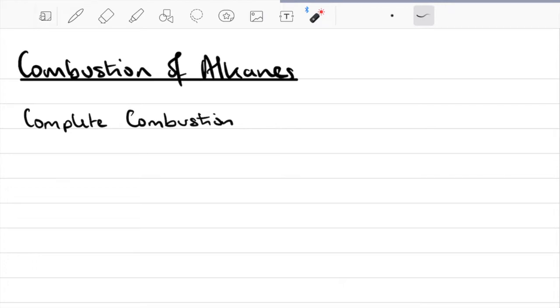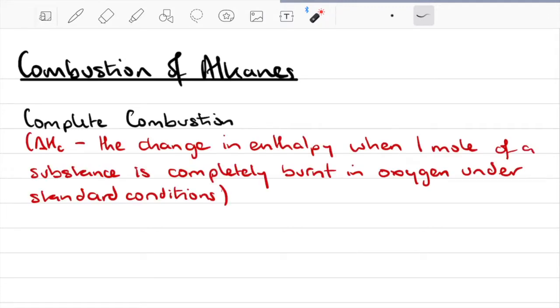Something to say straight away is that we can again make a connection with another topic that we've done on the physical chemistry side, which is about energetics. One of the things that you looked at was the enthalpy of combustion. The definition is the change in enthalpy when 1 mole of a substance is completely burnt. The completely burnt part is our complete combustion.